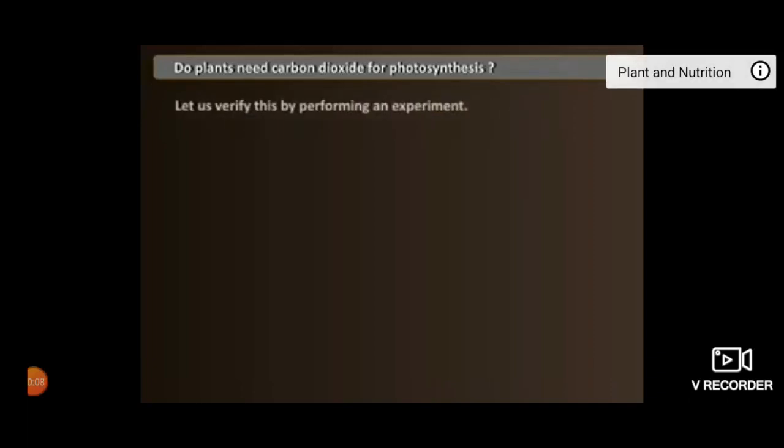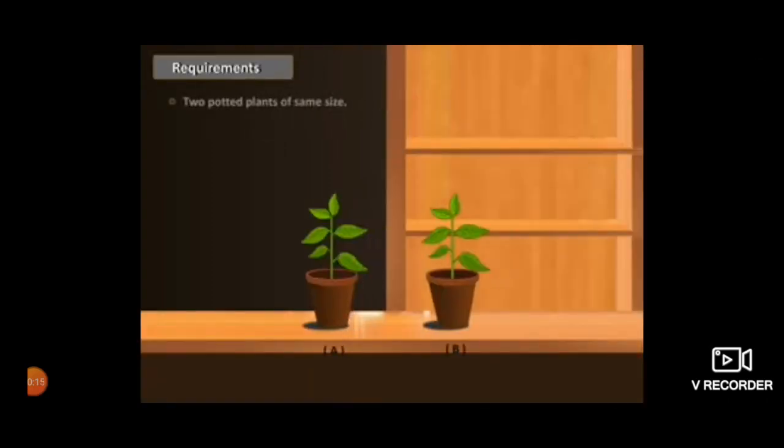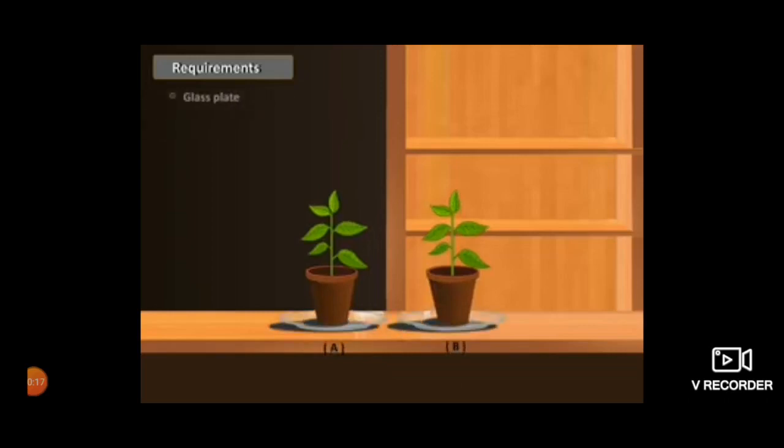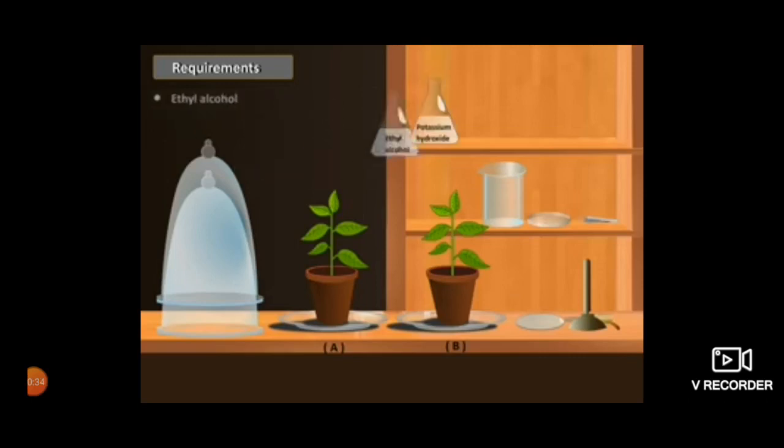Dear children, is carbon dioxide necessary for photosynthesis? Let us verify this by performing an experiment. Requirements: two potted plants of the same size, glass plate, bell-shaped jar, watch glass, beaker, petri dish, Bunsen burner, forceps, dropper, potassium hydroxide, ethyl alcohol, iodine, water.